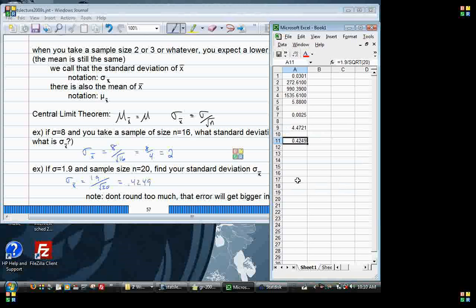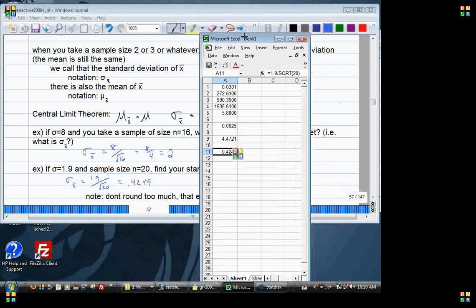Yes, Maya. Which part? It's in the corner. It's up top. So here in Excel you can see what to type. Of course, if you're using a calculator, just use a calculator.